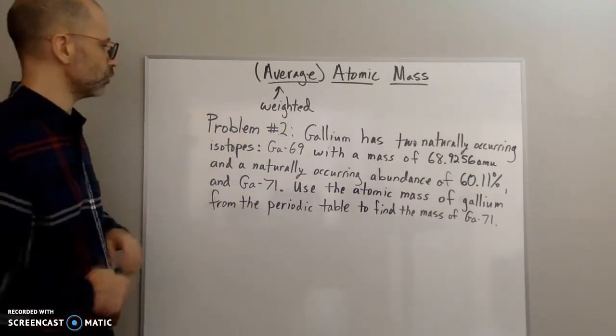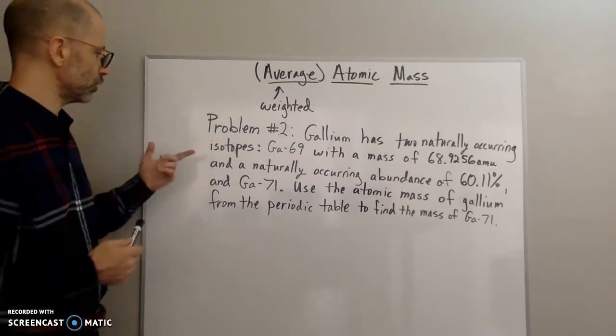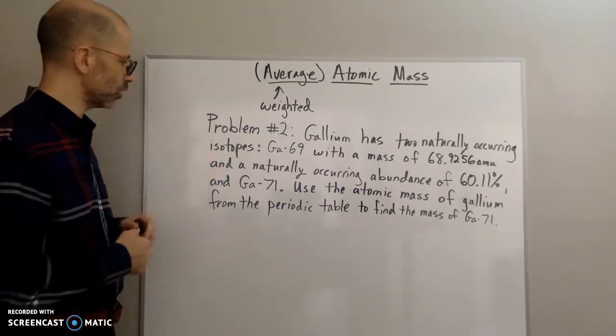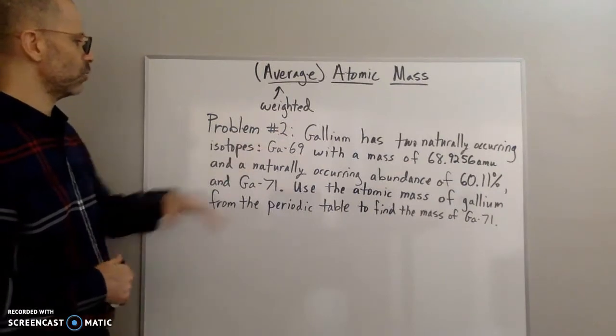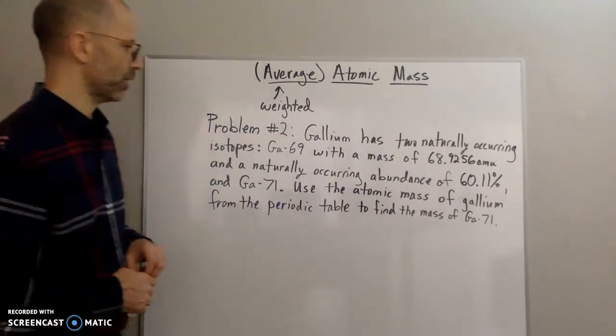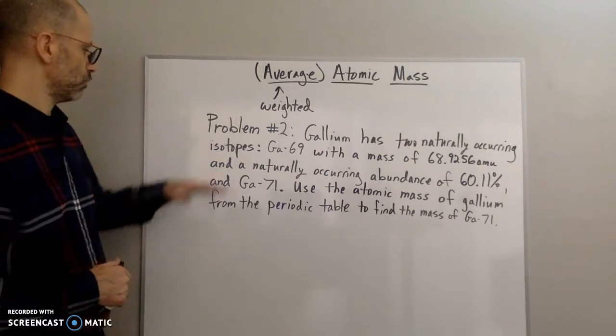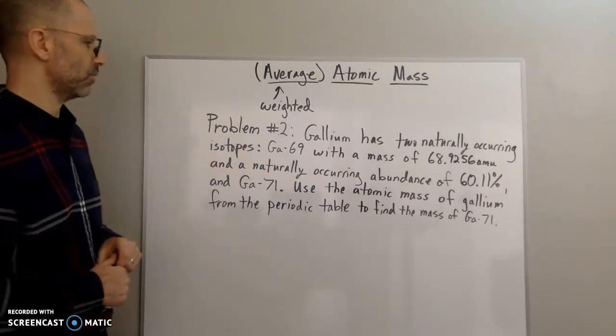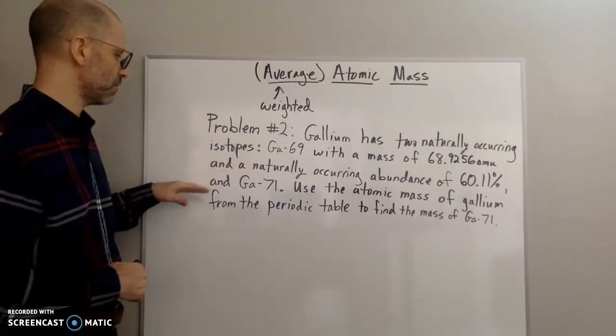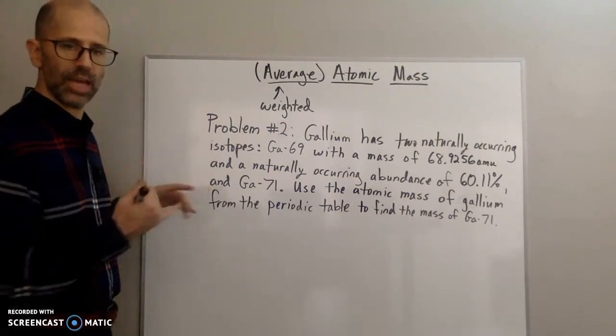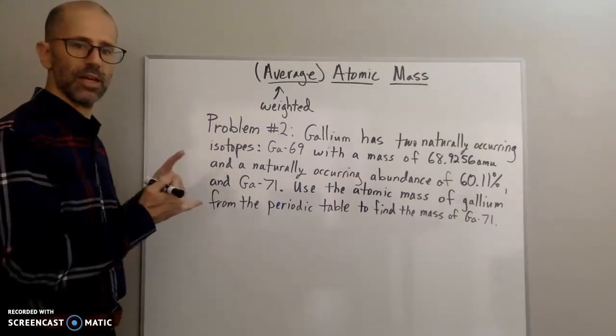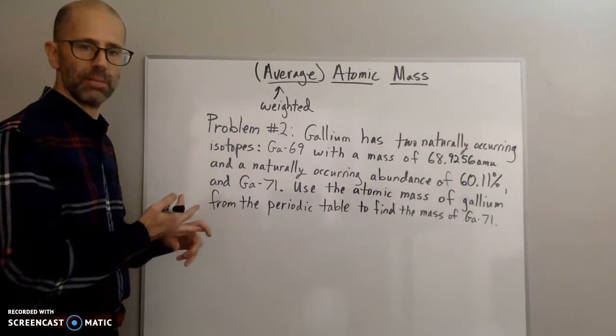Problem number 2. Gallium has two naturally occurring isotopes. So again, we have two isotopes. Gallium-69 with a mass of 68.9256 AMU and a naturally occurring abundance of 60.11%. So that's our first isotope. They gave us the mass of the isotope and the percent abundance.